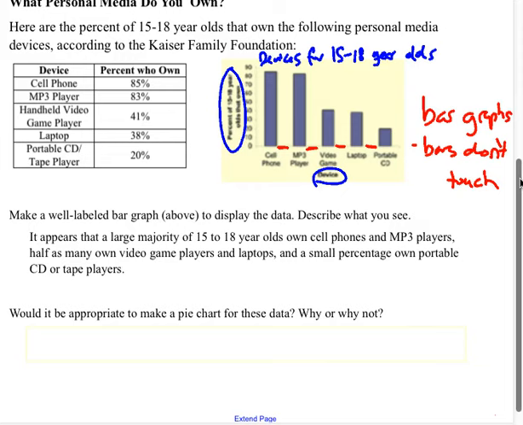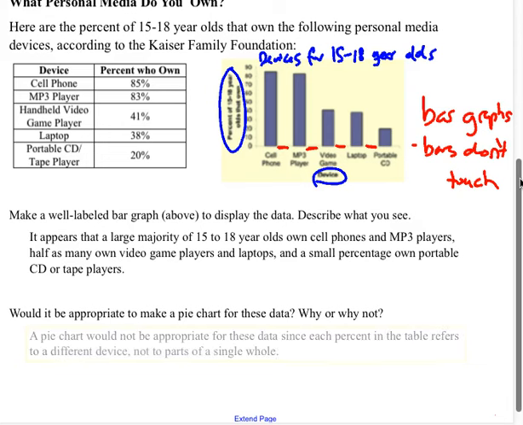All right, so would it be appropriate to make a pie chart of this data? Why or why not? Well, the first thing I notice, those percents add up to over 100, right? So that should tell you absolutely not. A pie chart would not be a good way to model this data. It would not be appropriate since each percent of the table refers to a different device. These are not parts to a whole, okay? So 100% of people could have owned a cell phone, and 100% of people could have owned an MP3 player. These percents are not part of a whole. These percents are just for each individual device, okay?